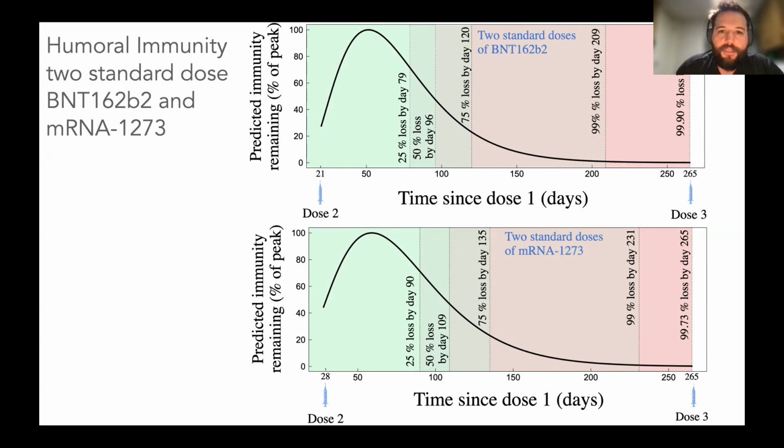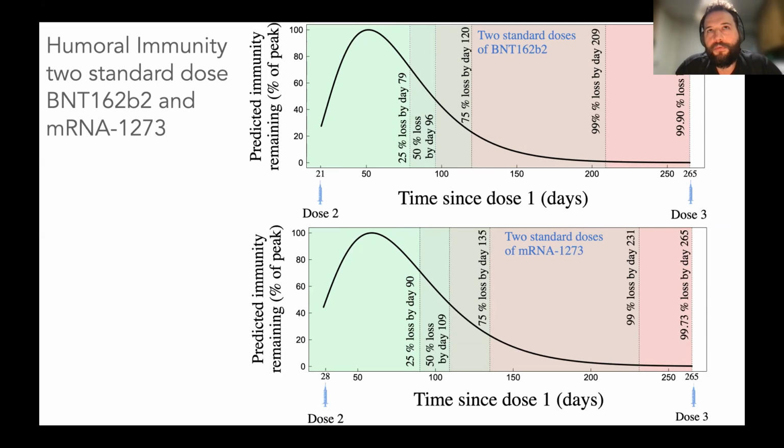And the coloring denotes the percent loss milestones. So if we focus on the top panel, the green means 25% loss, and that happens by day 79 for Pfizer, all the way down to red, which is 99.9% loss by day 265 for Pfizer. And we stop at day 265, which is approximately 8 months past dose 2, because that was the initial timeline for dose 3 set out by the CDC.